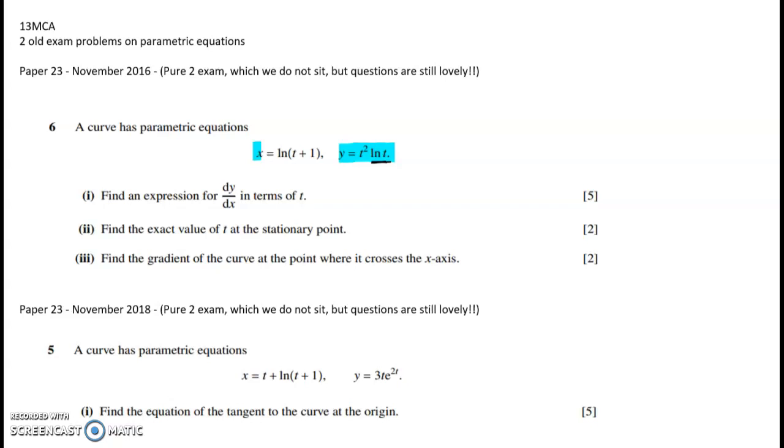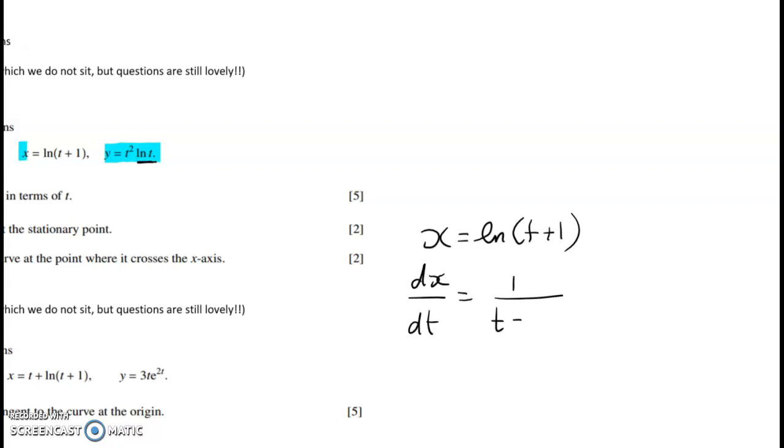Right, first up, for 5 very generous marks, we have to find an expression for dy by dx in terms of t. So I'll just move out here. X is equal to the natural log of t plus 1. This should be feeling pretty easy now. So dx by dt is equal to 1 over t plus 1. And y is equal to t squared times the natural log of t.